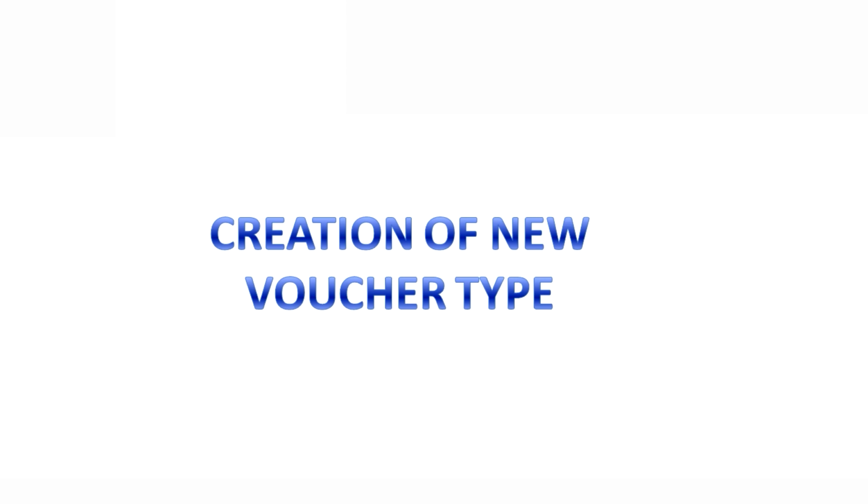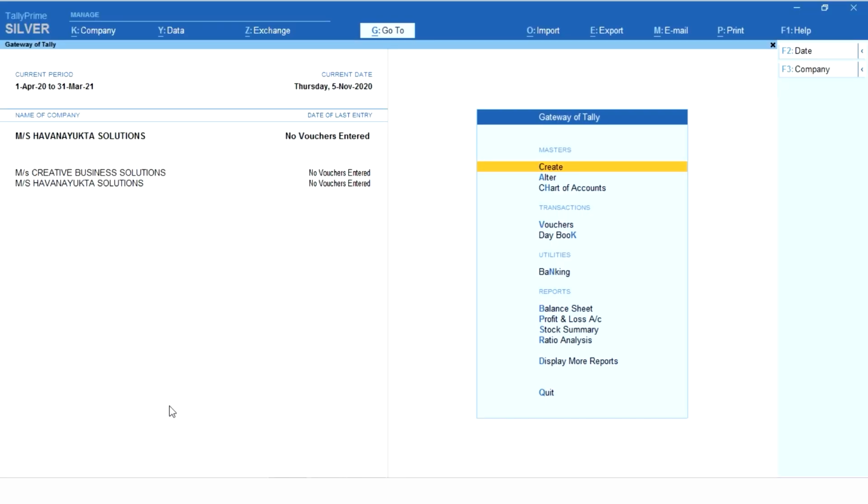But we should not edit the predefined voucher type names. By using a predefined voucher type, you can create n number of voucher types as per your requirements. So we'll see how to create new voucher types in Tally Prime. We have already created a company called Avanayukta Solutions and Creative Business Solutions.